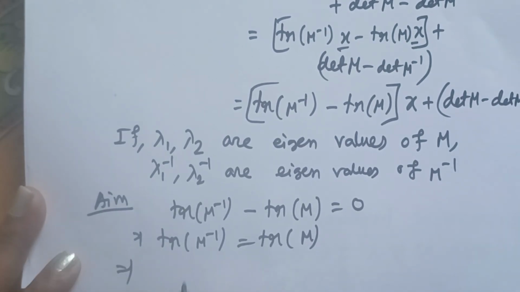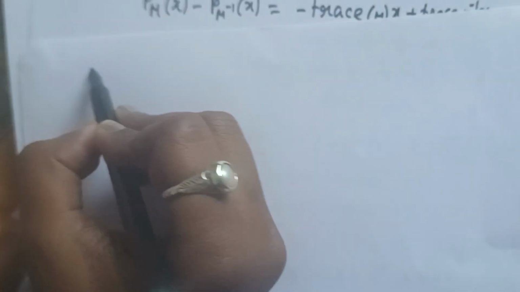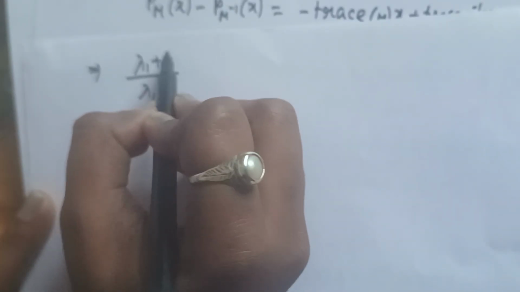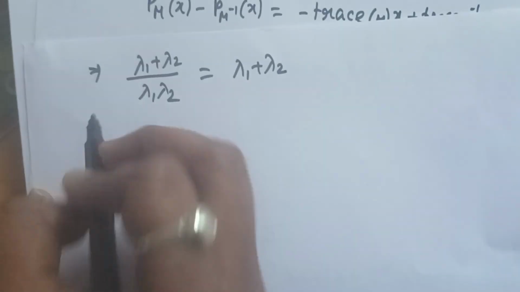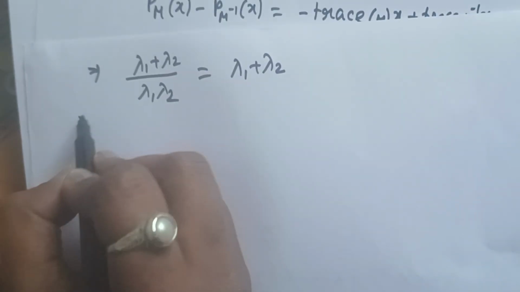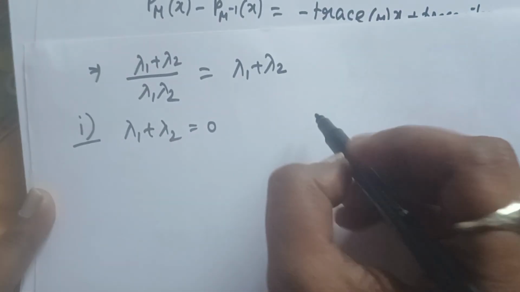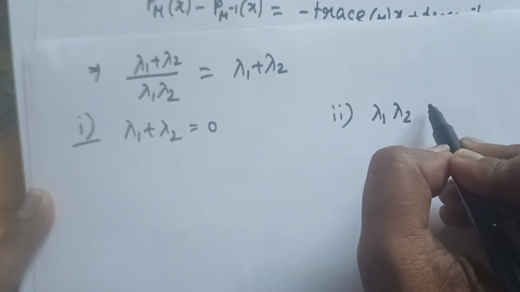What is trace M inverse? Trace M inverse is lambda 1 inverse plus lambda 2 inverse and trace of M is lambda 1 plus lambda 2. If we calculate these, we obtain (lambda 1 plus lambda 2) by lambda 1 lambda 2 equal to lambda 1 plus lambda 2. This happens only in two cases. The first case is if lambda 1 plus lambda 2 equals 0 and the second case is if lambda 1 lambda 2 equals 1.